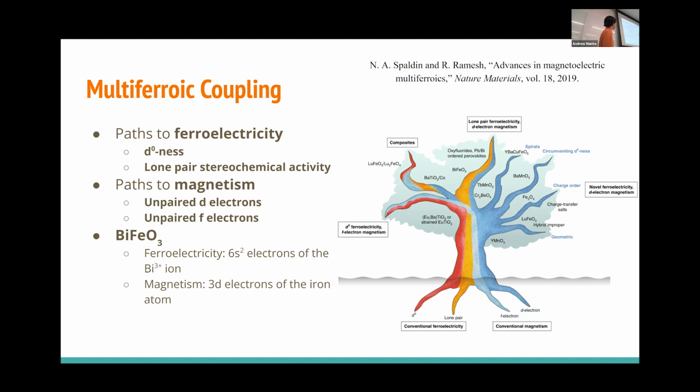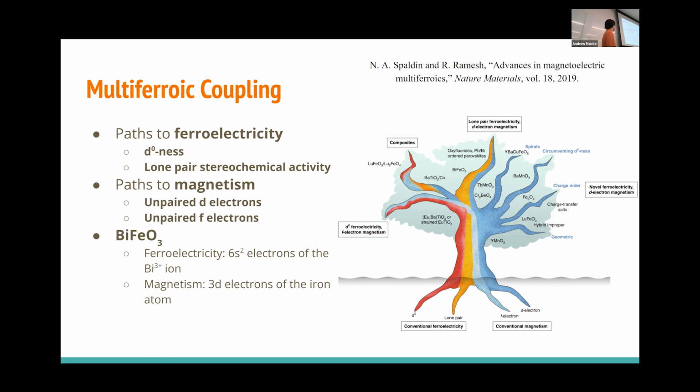The second path is lone pair stereochemical activity. If a material has exactly two valence electrons, these electrons tend to orient themselves in such a manner as to create a net electric dipole moment. Similarly, there are also two paths to magnetism, which we know about: unpaired d electrons. And for rare earth metals, unpaired f electrons also lead to magnetism. So essentially, if you take one path to ferroelectricity and one path to magnetism and combine them in a single material, you can end up with a multiferroic material.